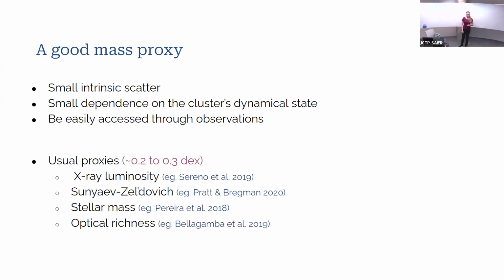And there are some of them in the literature which already have a small intrinsic scatter, between 0.2 and 0.3 dex, such as the X-ray luminosities, the SZ effect, stellar mass, and optical richness. But we wanted to go even further, achieving these small values of intrinsic scatter using photometric information, the photometric surveys, not spectroscopy.